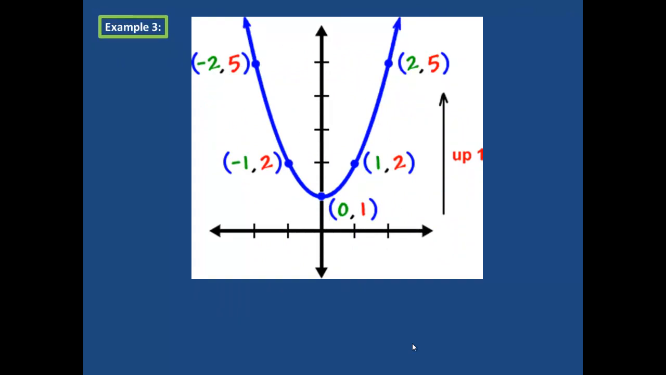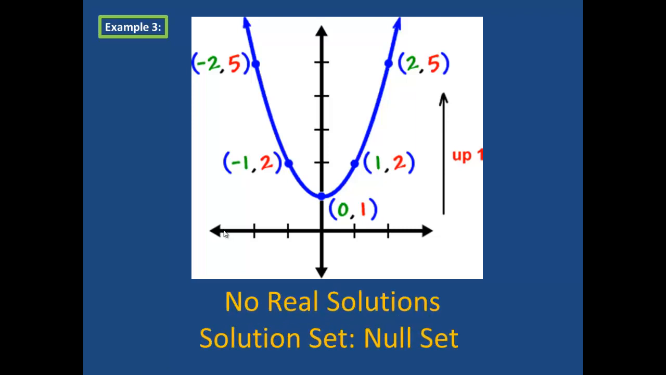Example 3 is on the second page of your guided notes. And in this particular case, you might notice that this parabola does not touch the x-axis at all. So this is a special situation in which we say that there are no real solutions. That means that there's no x-intercept at all. So the solution set is actually the null set.